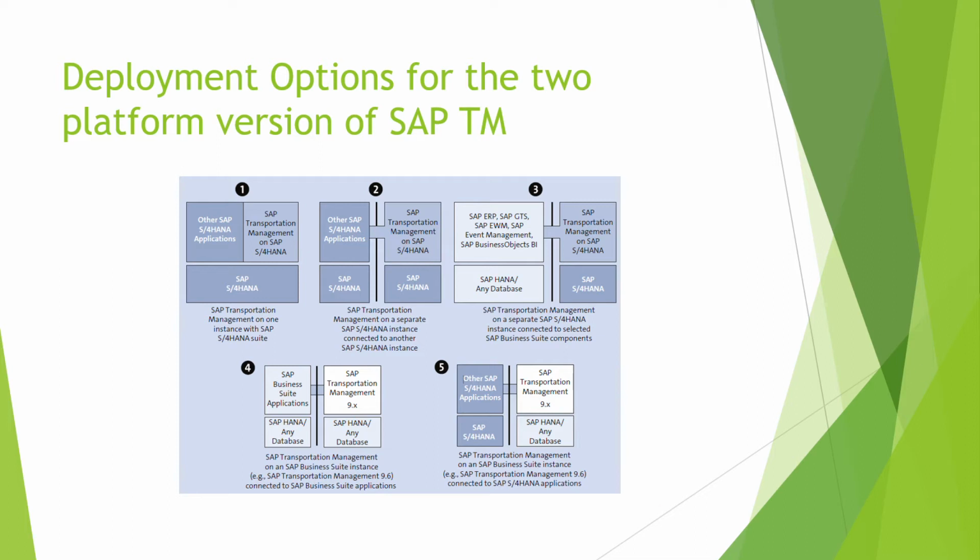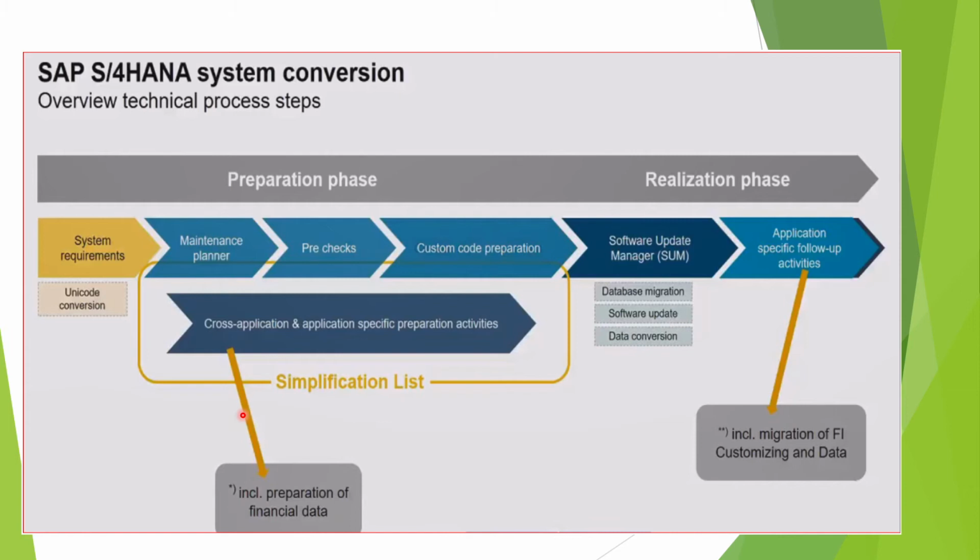Now moving on to the next slide, which is SAP S4 HANA system conversion. If anyone is involved in an implementation project or data migration, they must be aware of all these processes, like what the preparation phase and the realization phase are, and how the maintenance planner works. As I said, SAP S4 HANA is mainly for manufacturing, procurement, and finance systems. It's basically a best practice for reusing knowledge assets and pre-built components and content.